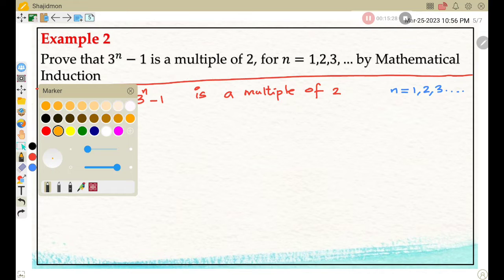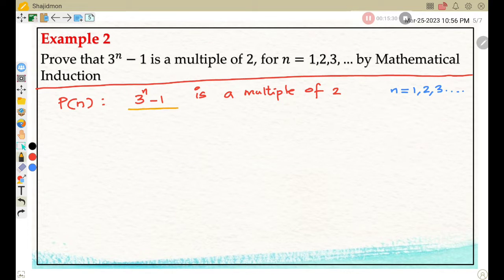Now, going to the question, we have this statement with two parts. 3 power n minus 1, just assume this is the left hand side of the statement, and is a multiple of 2 is the right hand side. So we have one left hand side of the expression and one right hand side of the expression, correct? That statement. Now we are starting with the proof.